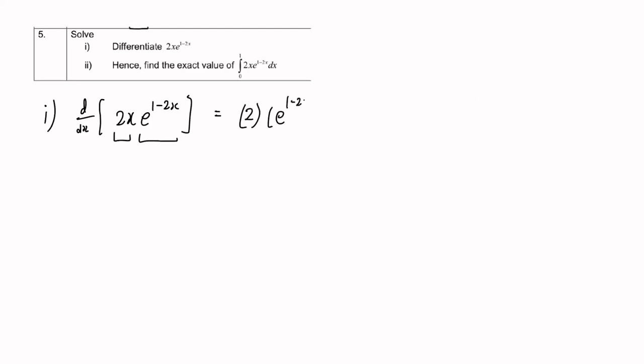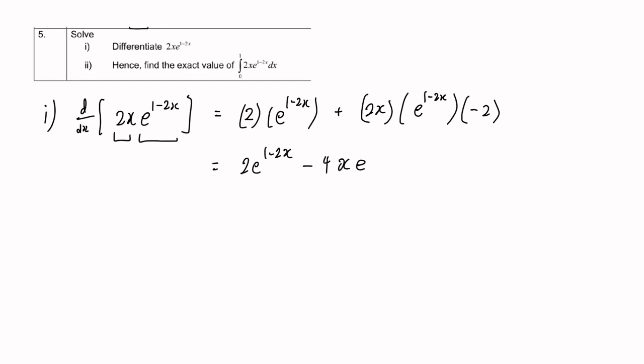Copy down. Plus, this time I keep the 2x instead, then I differentiate the e. So I get back the same thing, but times -2. Product rule. Clean up: 2e^(1-2x) minus 4x e^(1-2x). Positive 2 times -2 gives me the -4. x times e to the power of something, I can't simplify, just leave it alone.